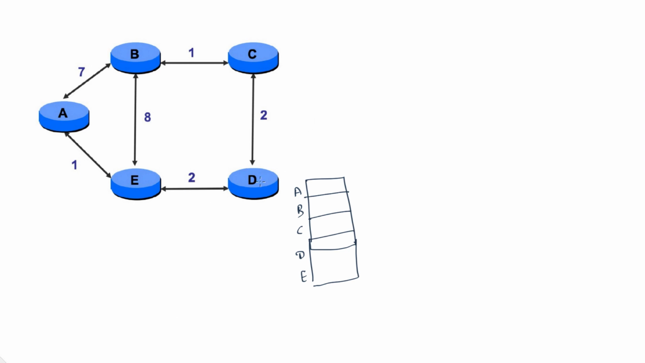Now D will say that initially I do not know the distance to A, so it is infinity. I do not know the distance to B, it is infinity. And D will say that I know the distance to C, which is 2. I know the distance to D, which is itself 0. And now I know the distance to E, which is 2, right? So this is the distance vector at D. This is the initial configuration that we have. D has this information only.